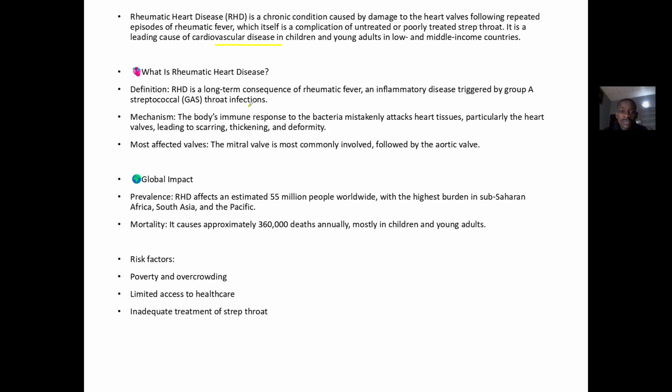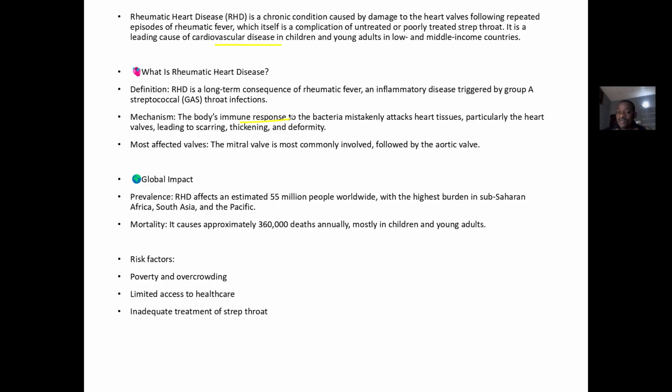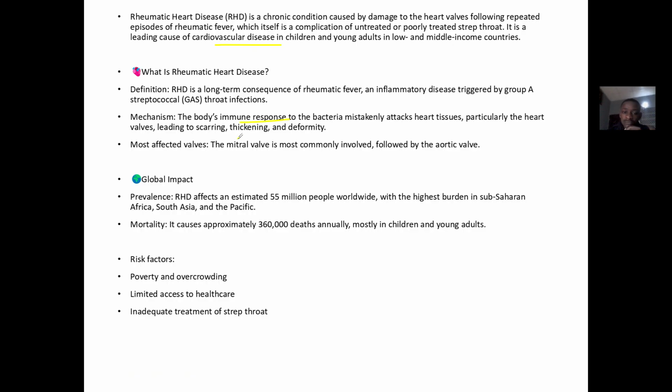Okay, so it's the body's immune system that is basically responding to it. Particularly the heart valves are the ones that get damaged. They become scarred, they become thickened, and they get deformed. So the mitral valve is the mostly affected, followed by the aortic valve. So it affects about 55 million people worldwide, and it causes about 360,000 deaths annually.